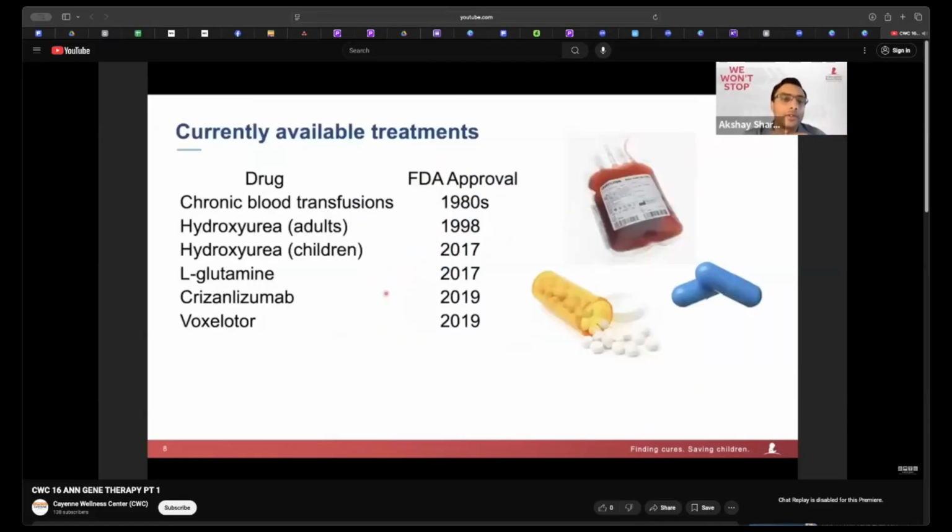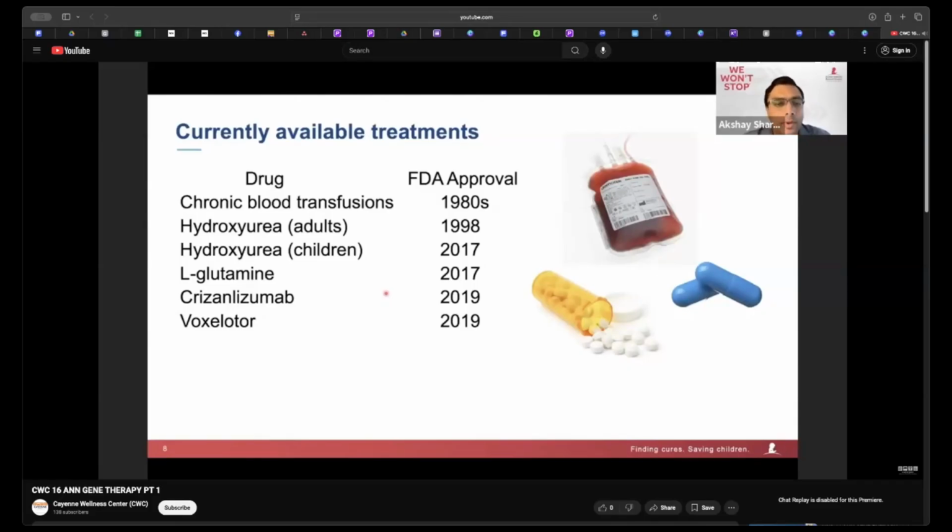As Dr. Ivy also mentioned, there are many, many treatments available for sickle cell disease right now. We have known about blood transfusion since the 1980s. Hydroxyurea has been around for many, many years. And within the last 10 years, L-glutamine, crizanlizumab, and voxelotor were also FDA approved.